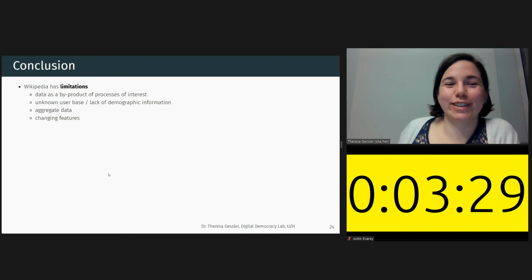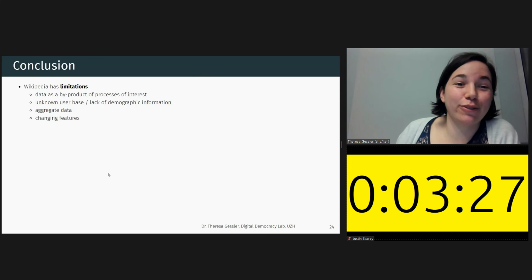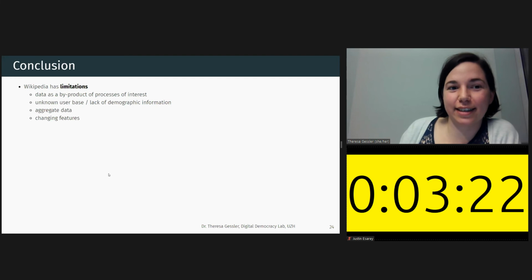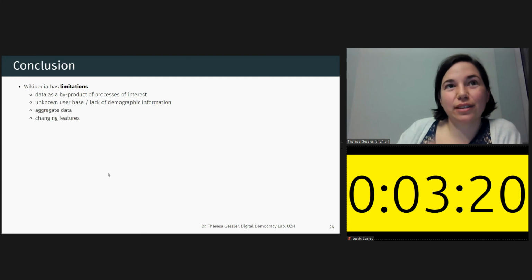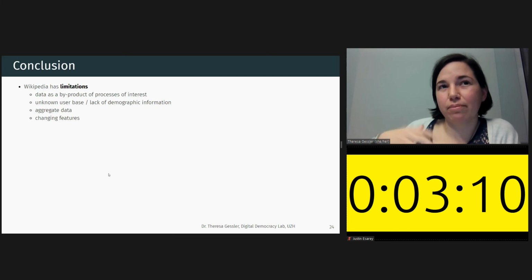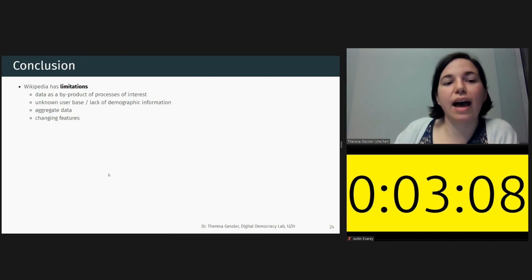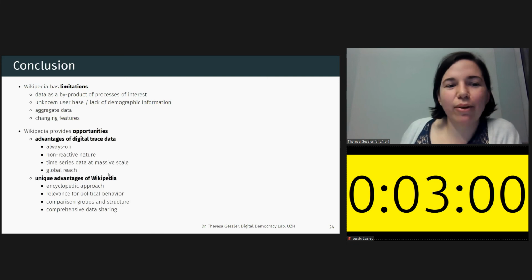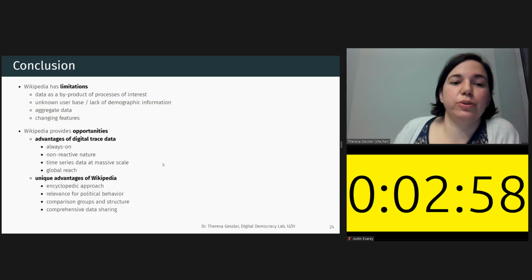Trying to conclude, I think Wikipedia data comes with a lot of limitations, and I've highlighted them throughout the talk, but the data is basically a byproduct of processes that we're interested in, that it has an unknown user base and not a lot of demographic information. It's aggregate data, so we can't really make conclusions about individual users other than editors, and the platform is itself subject to change in its history since 2001. However, it also provides a lot of opportunities. Some of them are common to digital trace data.